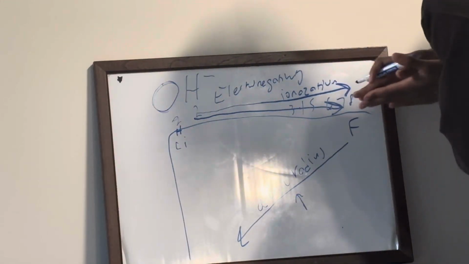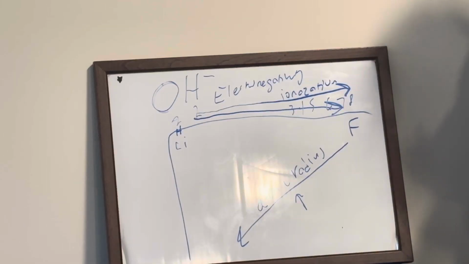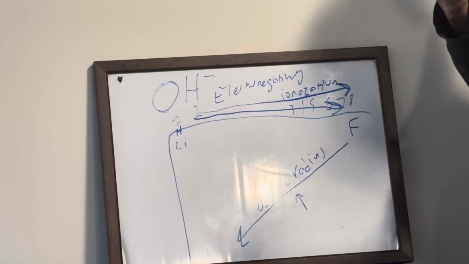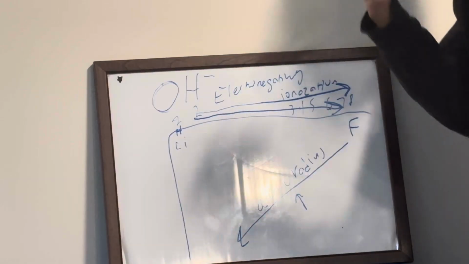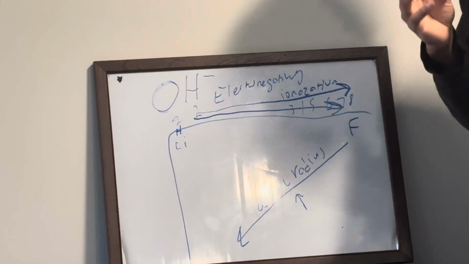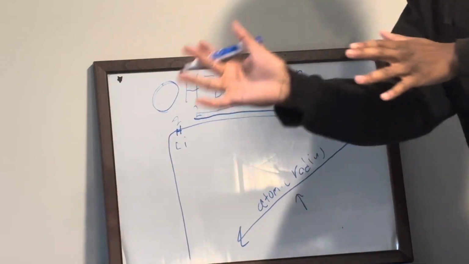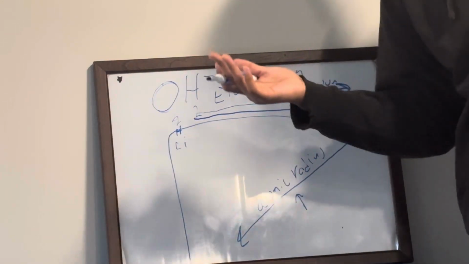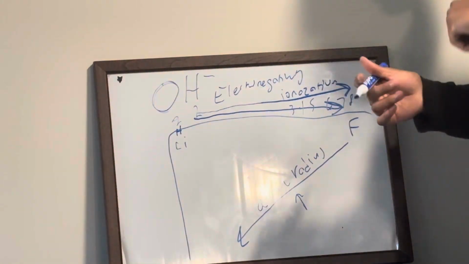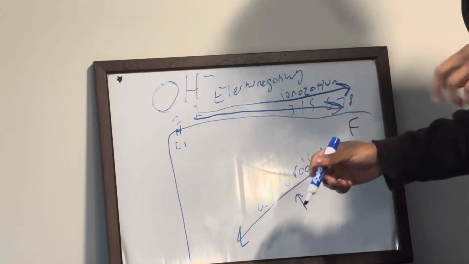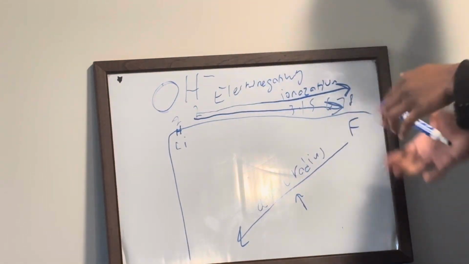But as you go down and left, less electrons means more room, which means the atomic radius increases. So think of it as like space in a closet. The more electrons means the more clothes you're stuffing into the closet, which means there's no space in there. But the less clothes you have in the closet, the less electrons you have, means the atomic radius goes down, right?